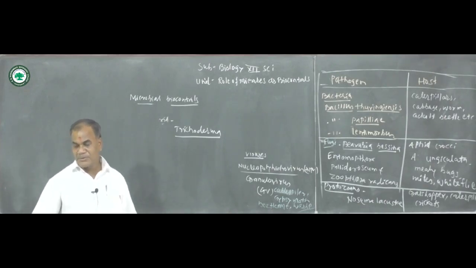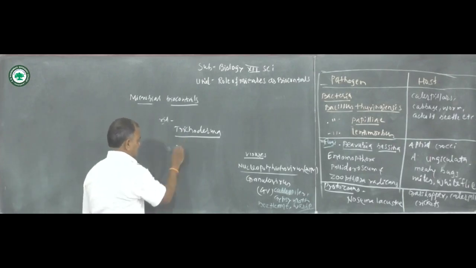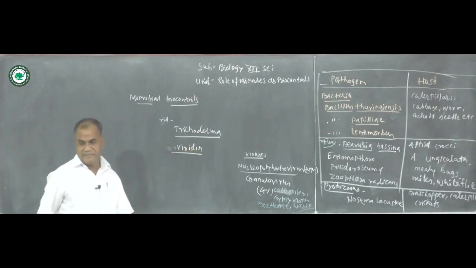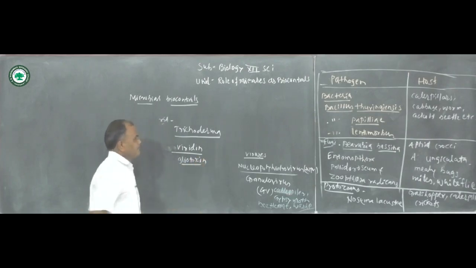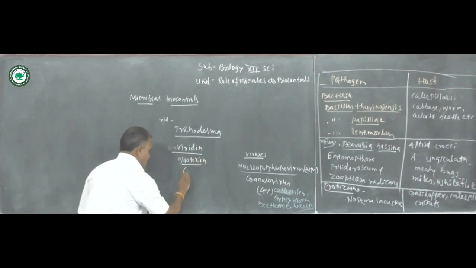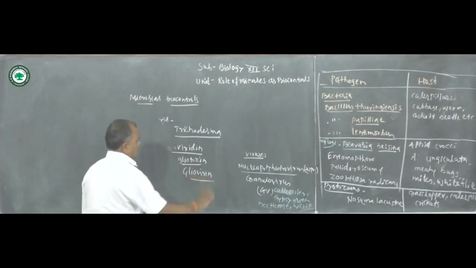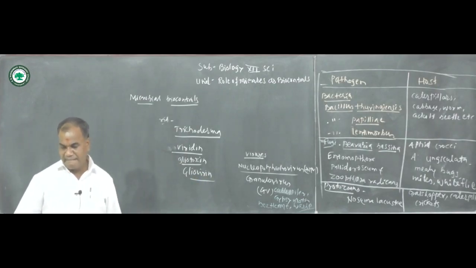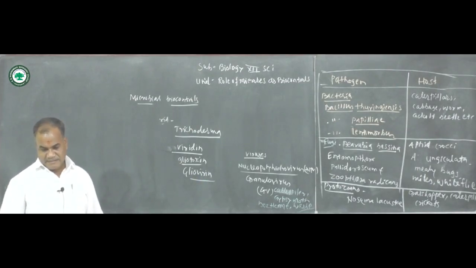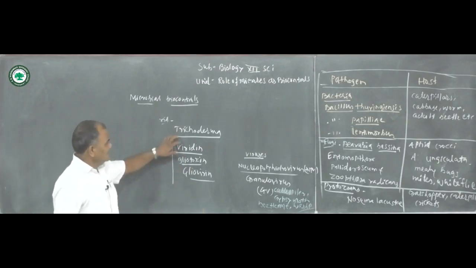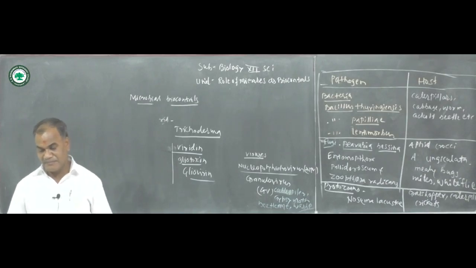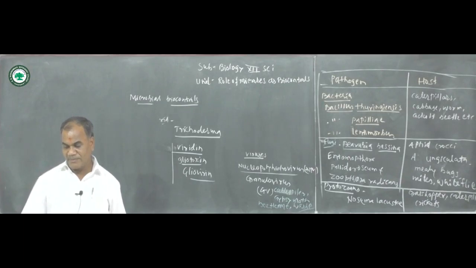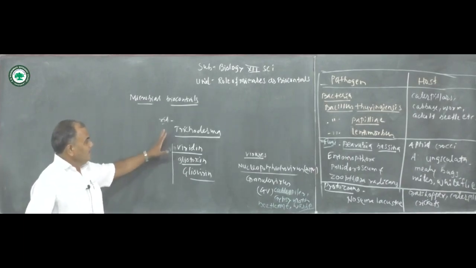Then the fungi produce substances. What types of substances are produced in these fungi? These are viridin, gliotoxin, gliovirin, and so on. These substances are present in the Trichoderma species. They have the ability to inhibit the growth of pathogens or soil-borne fungi. They also prevent the causing of diseases in plants.